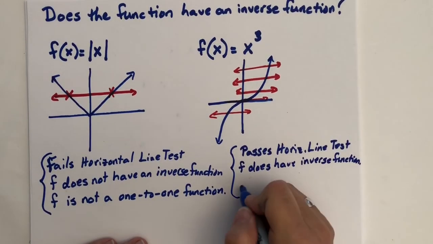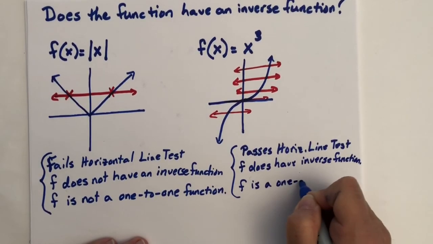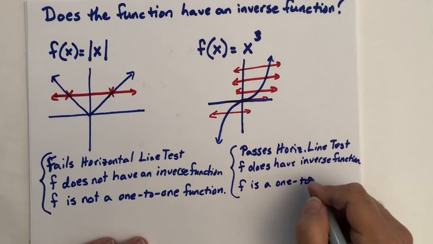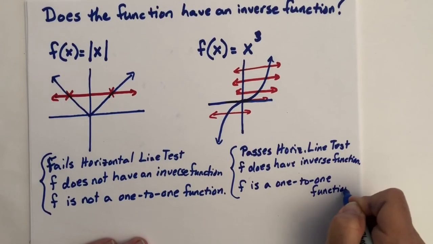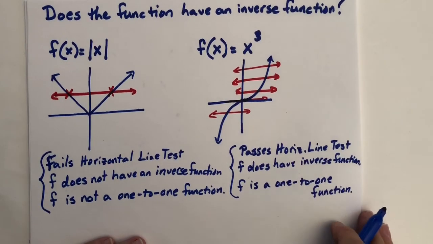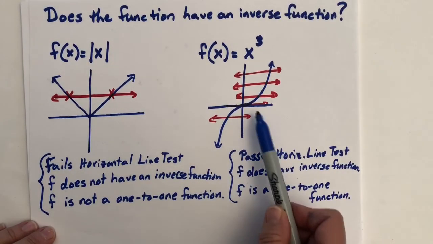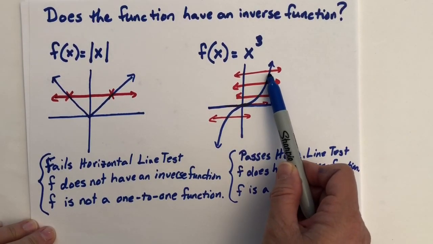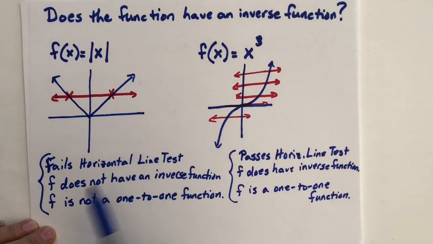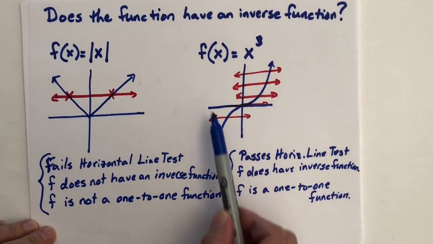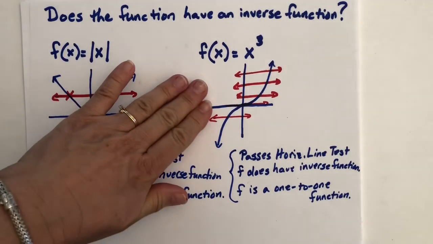And we say that f is a one-to-one function. So there is a one-to-one correspondence between x values and y values. For any value here, if this were 8, I'd have one y value of 2. 2 gives me 8, one-to-one correspondence. And no matter what point I grab, you'll find that one-to-one correspondence on this particular function.